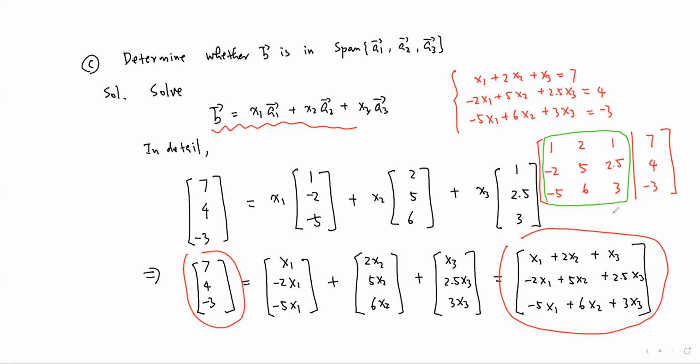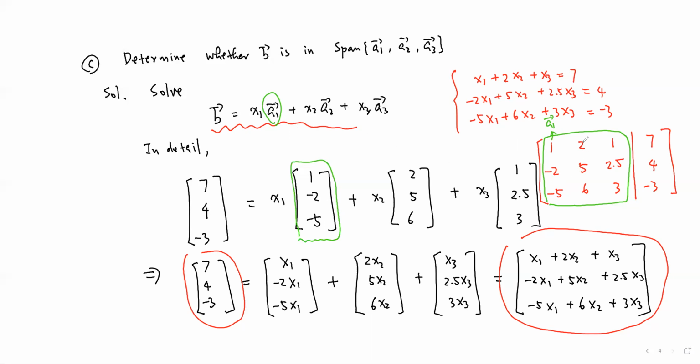About this augmented matrix, did you notice that the first column, 1, negative 2, negative 5, actually is this vector? This vector is A1. The first column of the augmented matrix is A1, the coefficient of x1 in the vector equation.